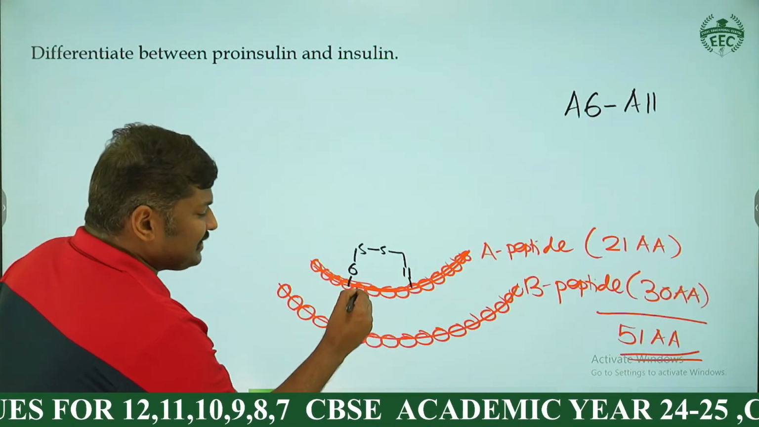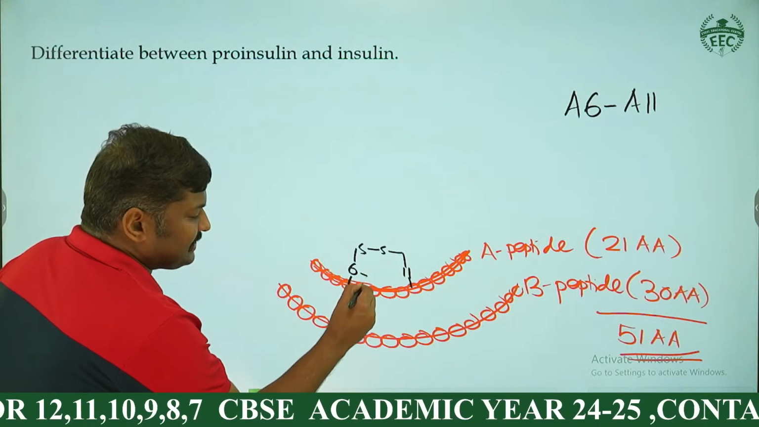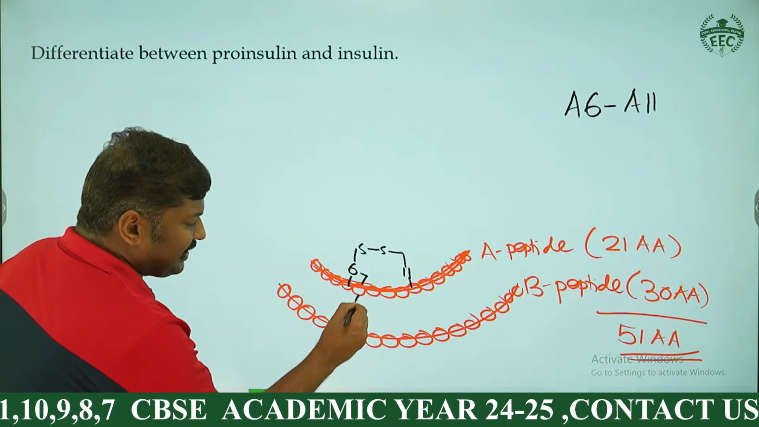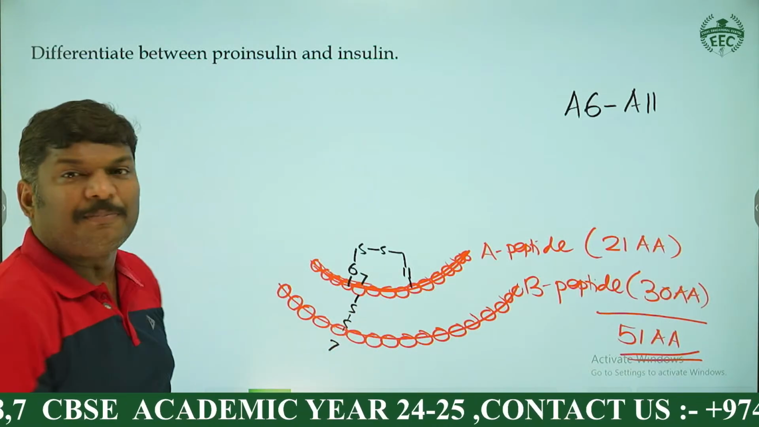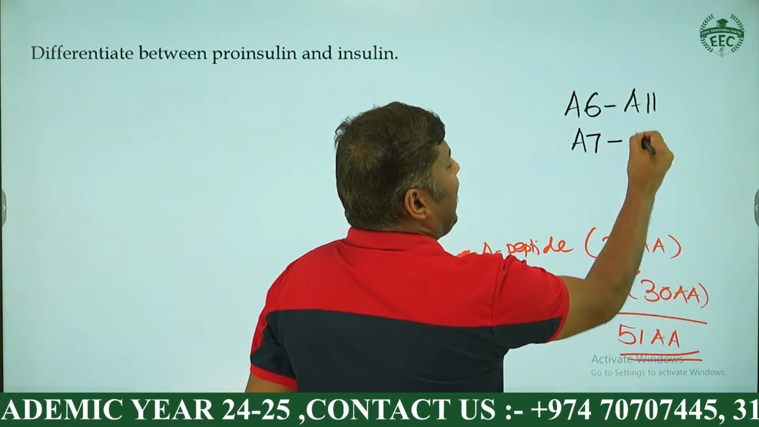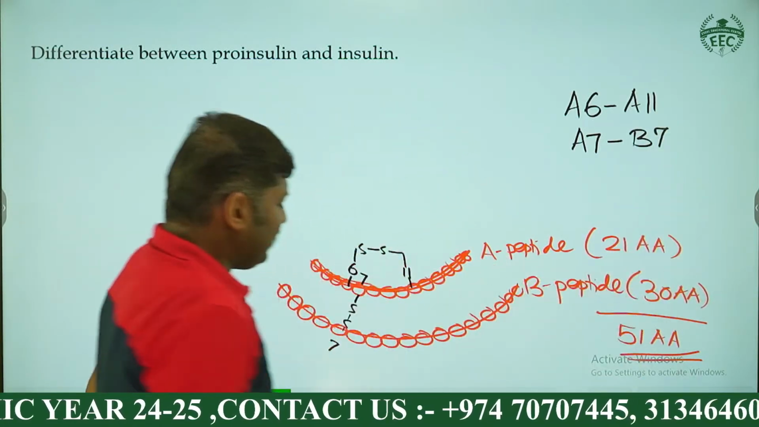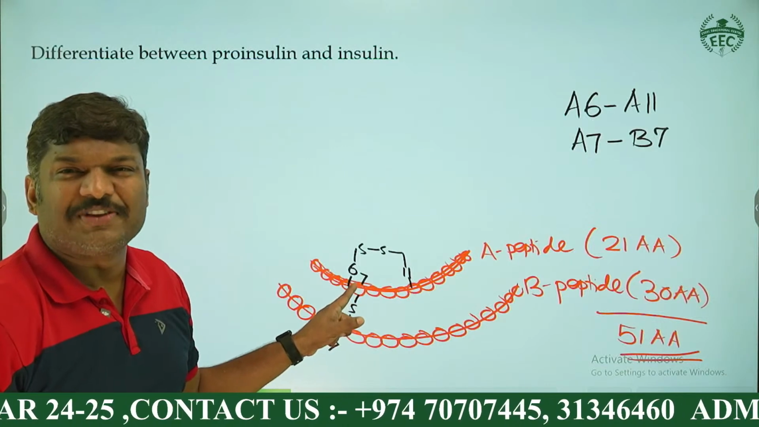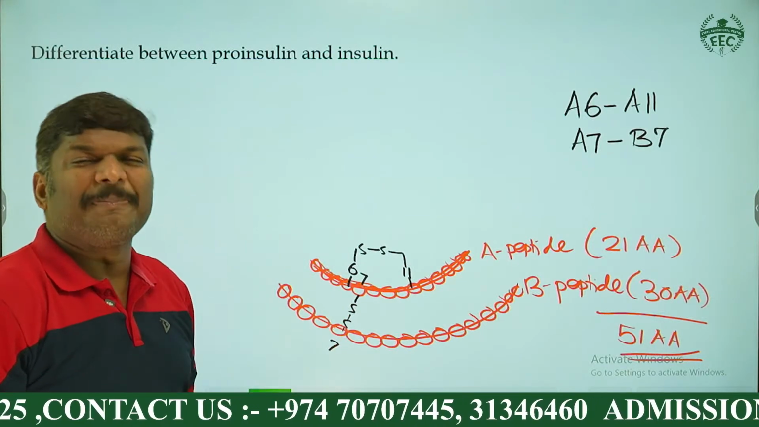And here you can see this is the 7th one, right? This is the 7th one, this is the 7th one, right? And here you can see the second disulfide bond. So what is the second one? That is between A7 and B7. A7 means what? The 7th amino acid of the A chain and the 7th amino acid of the B chain.